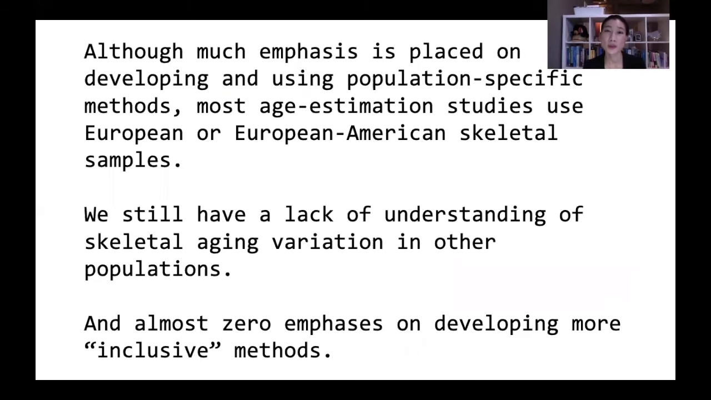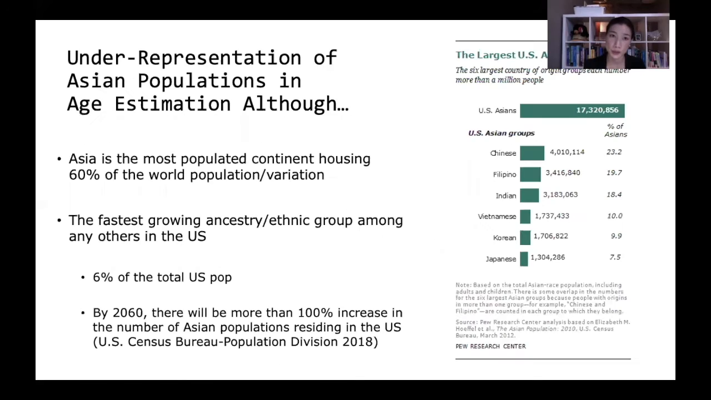So even though we have been placing much emphasis on developing and using population specific methods, most age estimation methods are developed on European American populations representing 19th or 20th century American. And so we still have a lack of understanding of skeletal aging variation in other populations, for instance, for Asians. And there has been almost zero emphasis on developing more inclusive methods to accommodate more diverse populations.